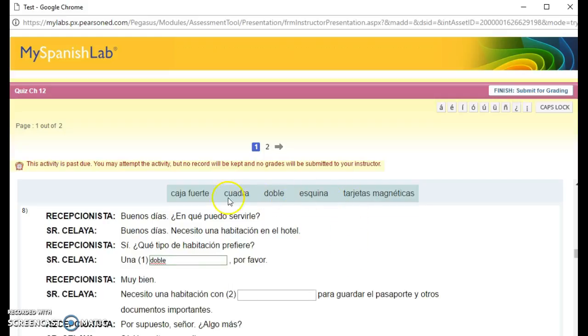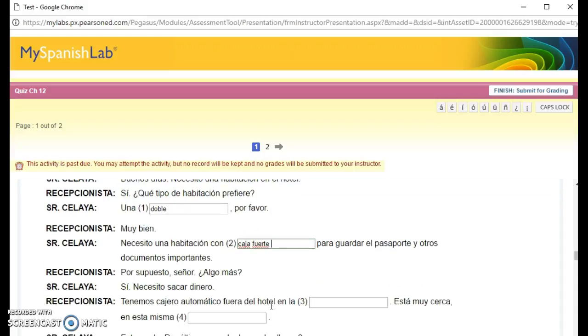I think that's the only one there that will work. A double, please. Okay, very good. I need a room with blank to keep my passport and other important documents. So, caja fuerte is the safe, so I need a room with the safe to keep my passport and other important documents. Yes, of course, sir.